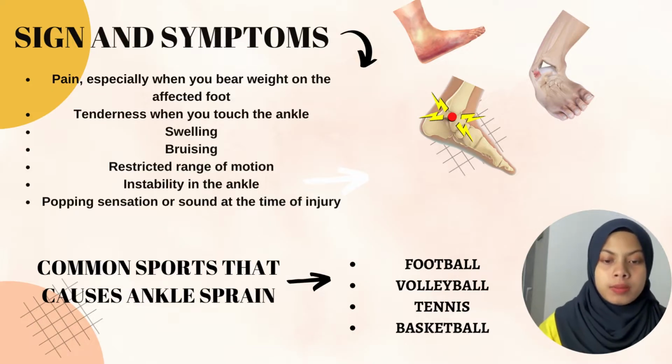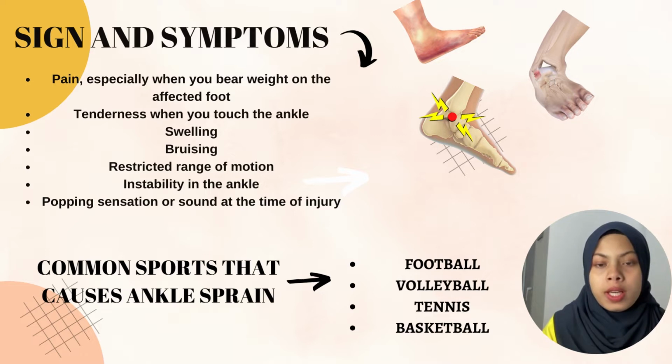The signs and symptoms of the ankle sprain include pain, especially when you bear weight on the affected foot, tenderness when you touch the ankle, swelling, bruising, restricted range of motion, instability in the ankle, and also popping sensation or sound at the time of the injury. The common sports that cause ankle sprain are football, volleyball, tennis, and also basketball.